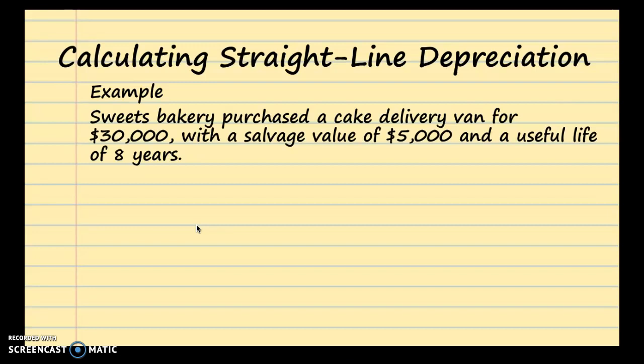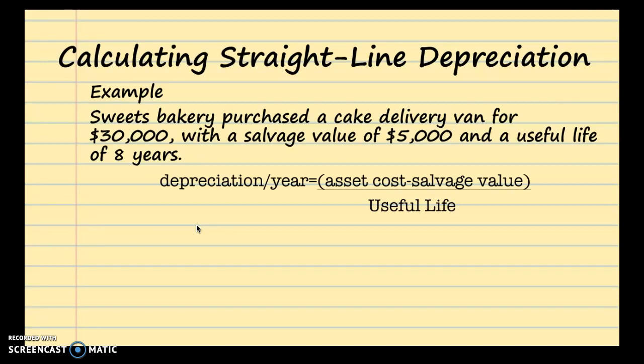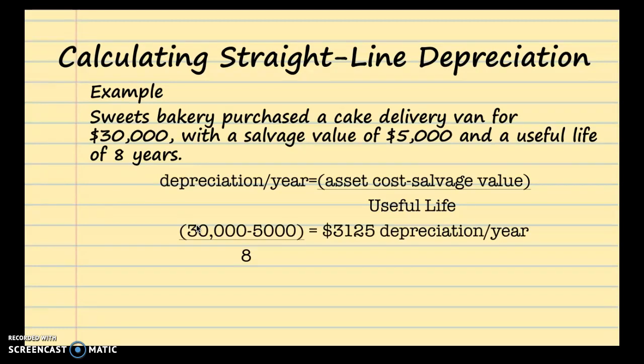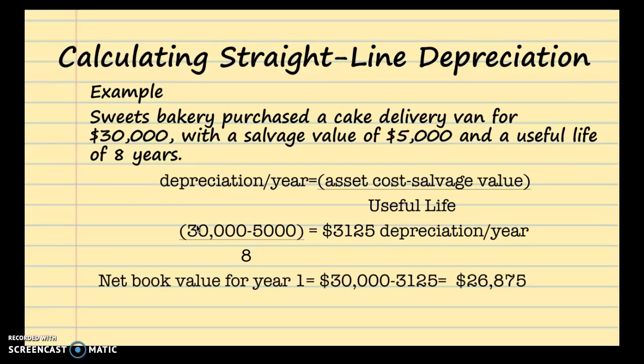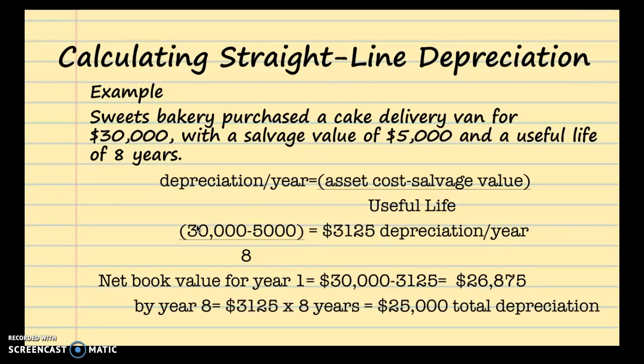Sweets Bakery purchased a cake delivery van for $30,000 with a salvage value of $5,000 and a useful life of 8 years. So the equation we use is asset cost minus the salvage value over the useful life. So when we plug in the numbers, the depreciation per year is $3,125. And for each year for the next 8 years, they will record the same value. After the 8 years, there's a total of $25,000 depreciation.